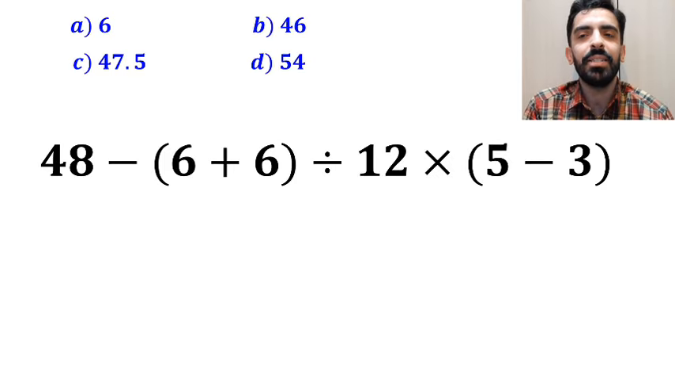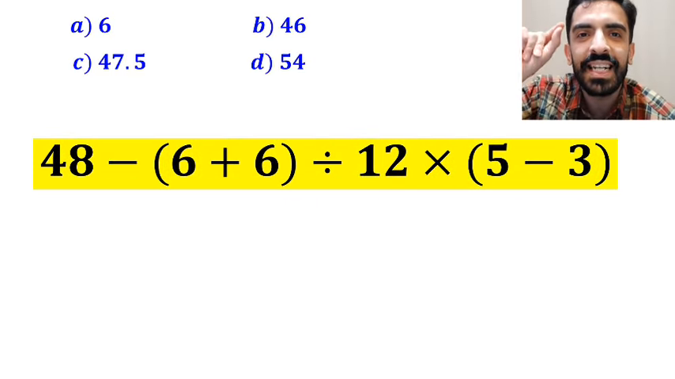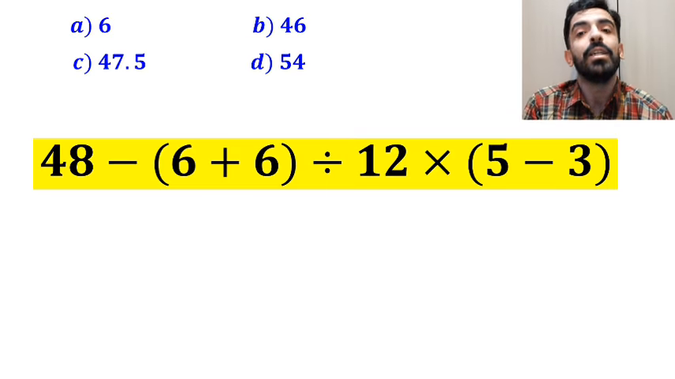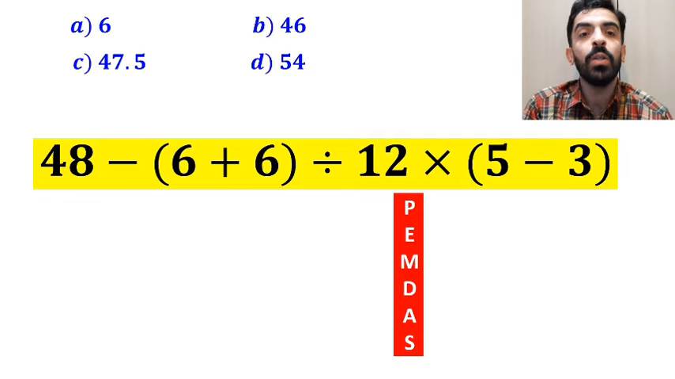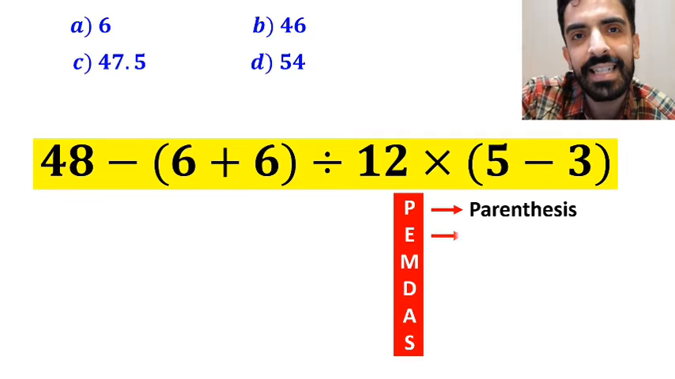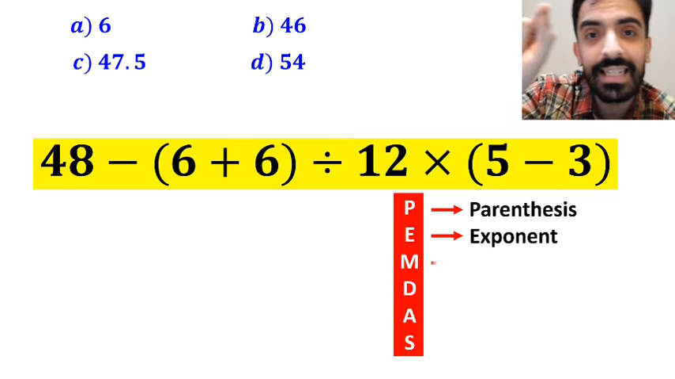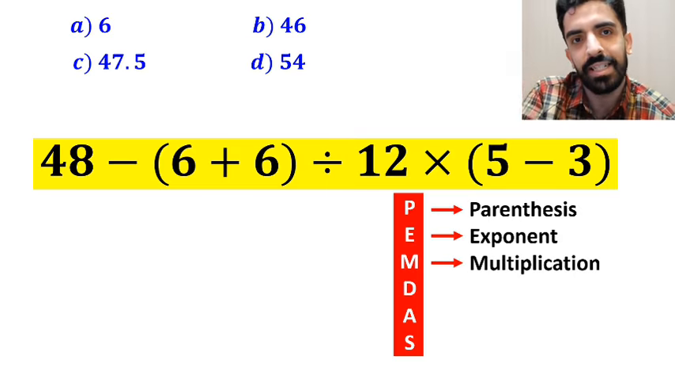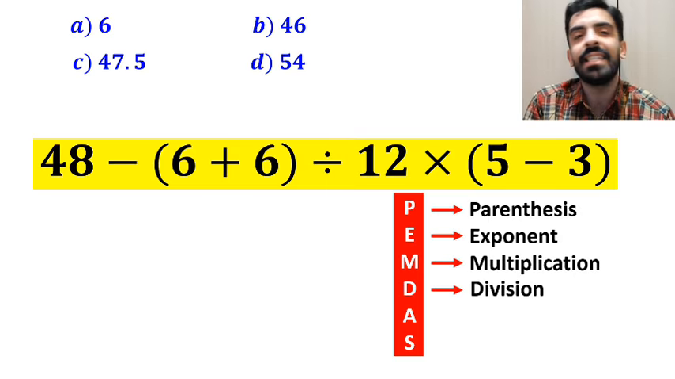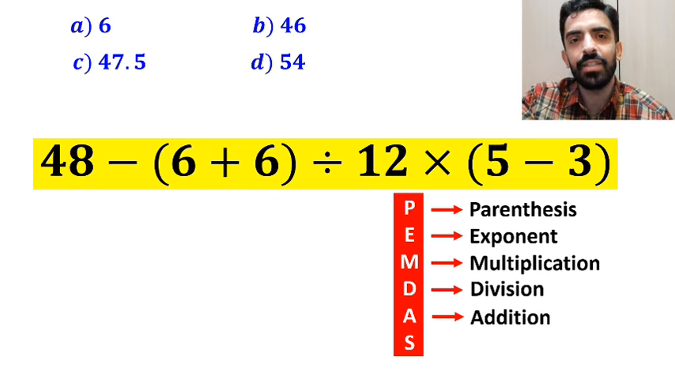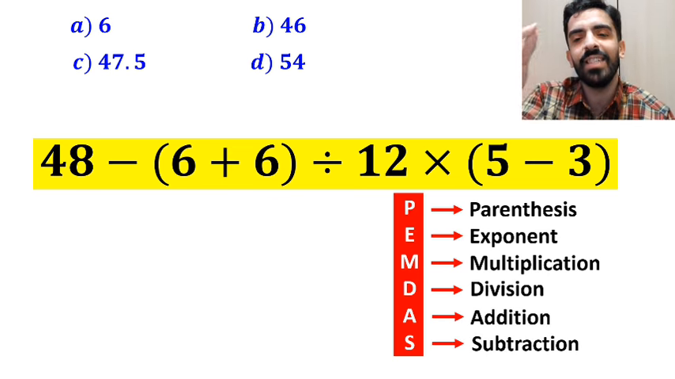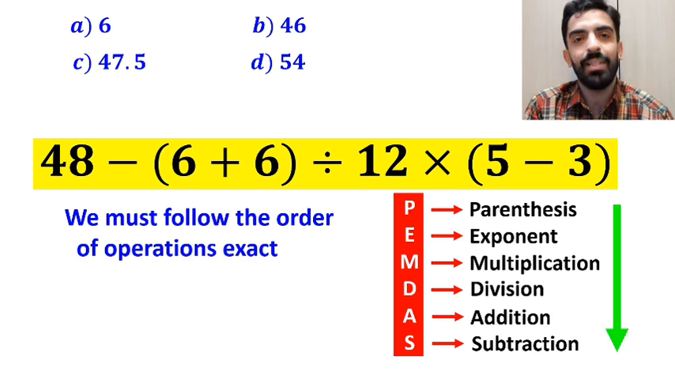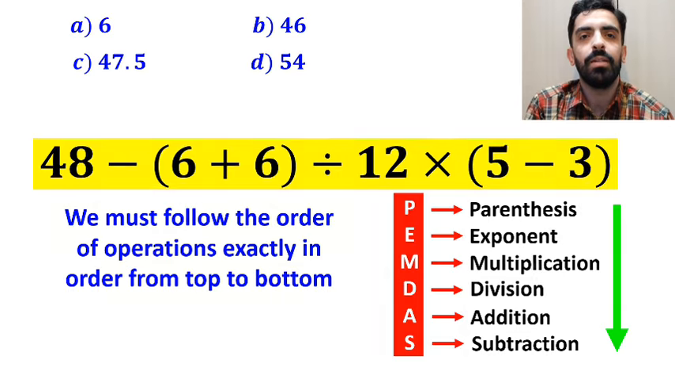Alright, now let's go step by step together and show you how to solve this expression properly. To solve this question, we must follow the PEMDAS rule step by step. In this rule, P stands for parenthesis, E stands for exponent, M stands for multiplication, D stands for division, A stands for addition, and S stands for subtraction. We must follow the order of operations exactly in order from top to bottom.